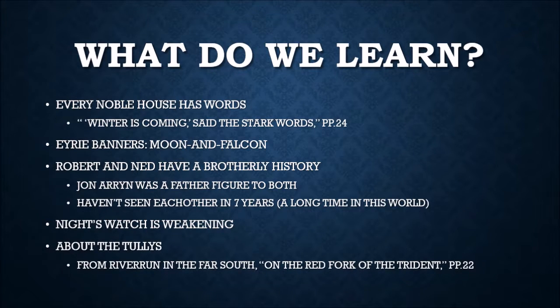About the Tullys, we learn more about the Tullys. Catelyn Stark used to be a Tully. She is from the Tully family. She has Tully blood. We learned a little bit about the Tullys in earlier chapters. They traditionally have red hair and blue eyes, so we can presume that that is how Catelyn looks, although we aren't given that description physically on the pages in this chapter. But they are from Riverrun in the far south. That is their homeland on the Red Fork of the Trident.